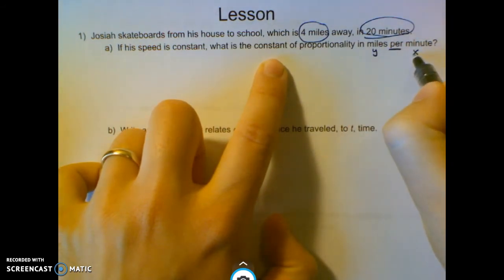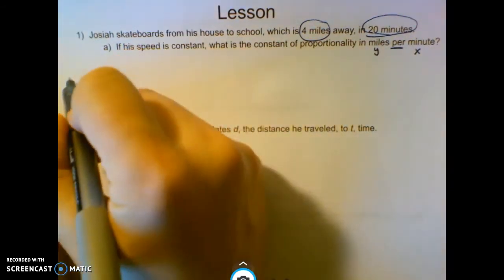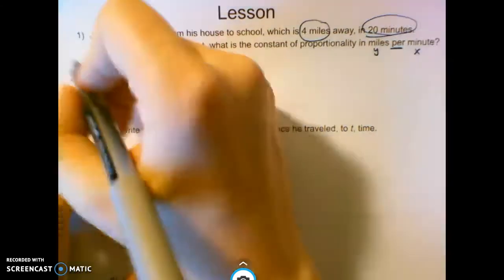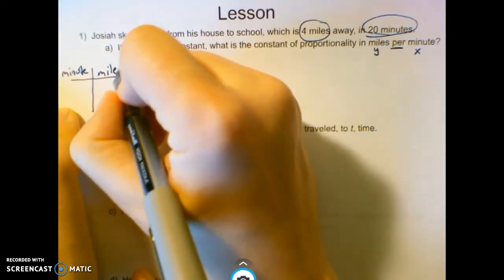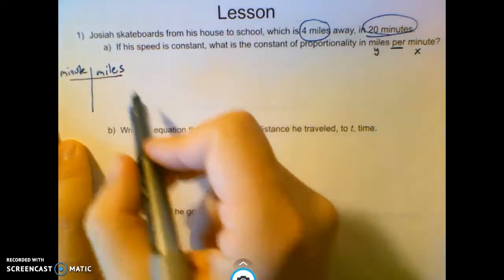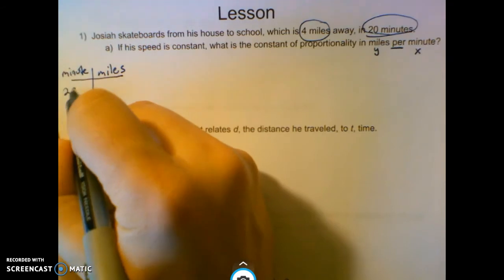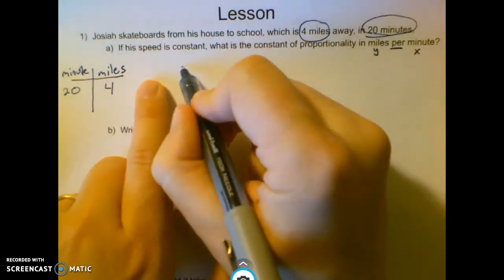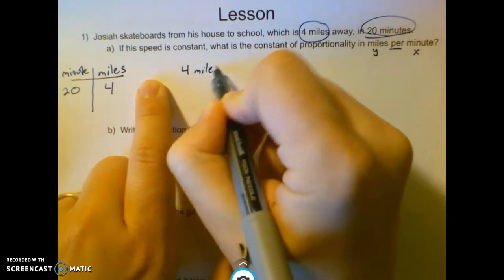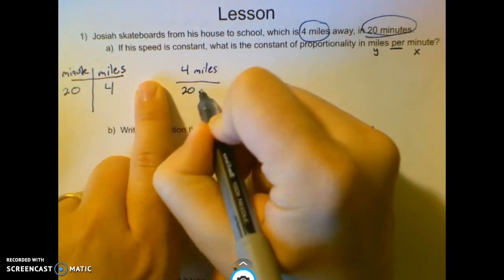So this is going to be y divided by x. So if I set up my table, minutes, miles. So I've got 20 minutes, 4 miles, and I'm dividing miles by minutes.